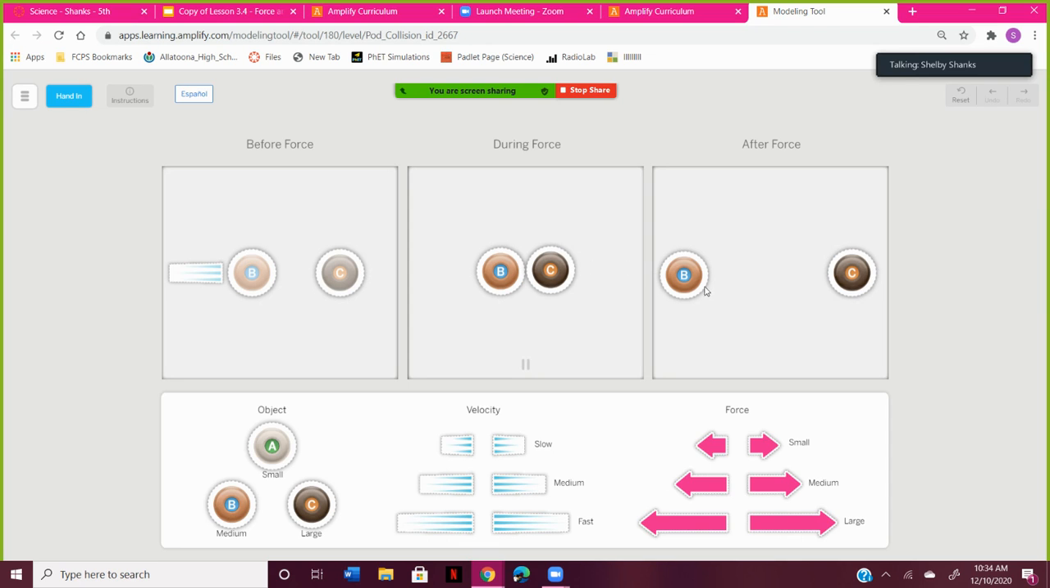I've already dragged those objects, but you need to drag the force into the during force and the velocity into the after force, showing what happened to both the pod and the docking station after that collision.